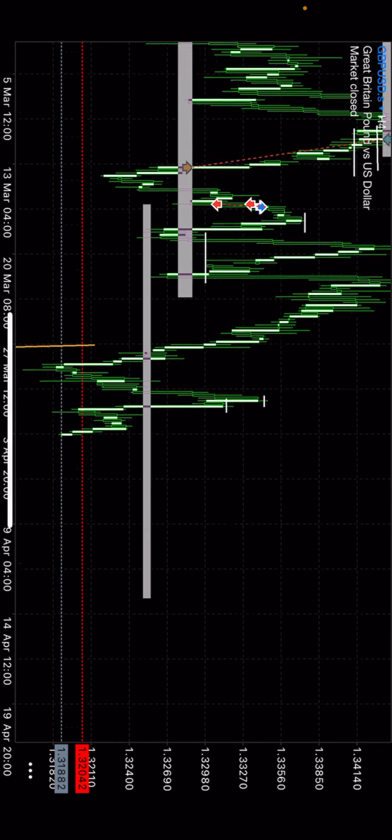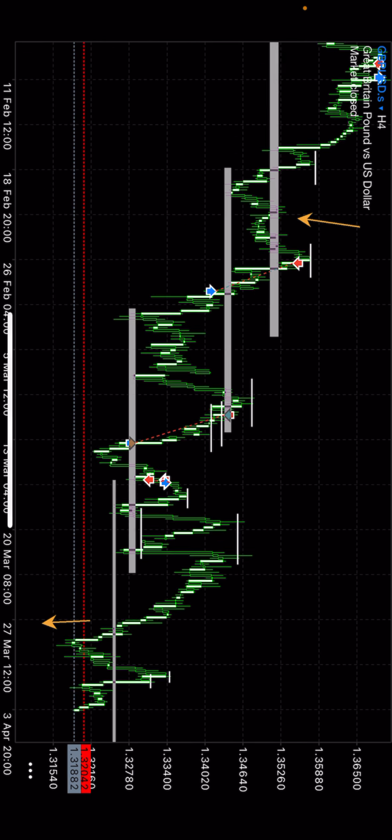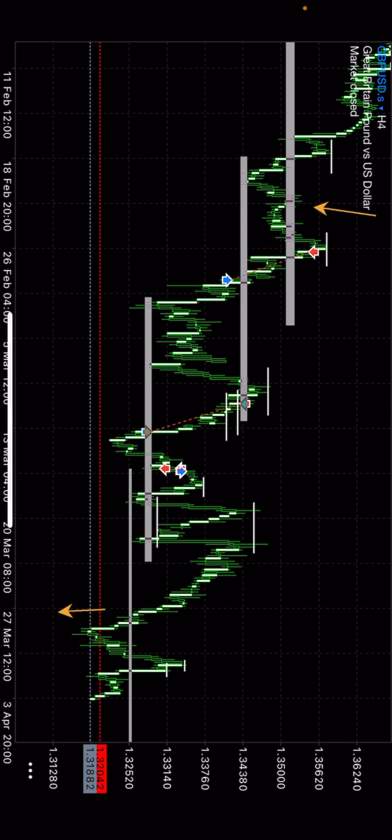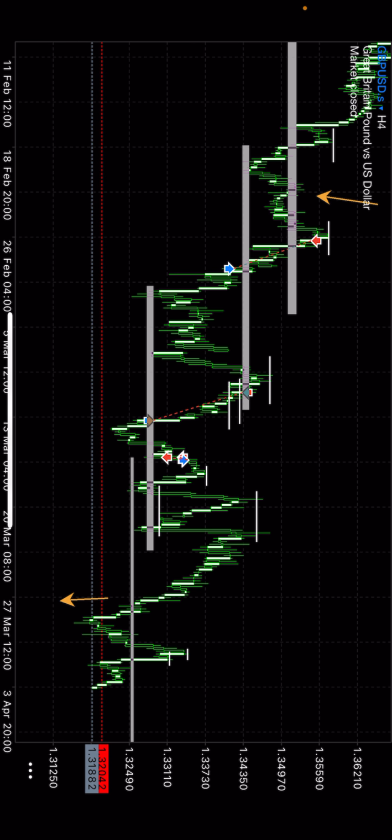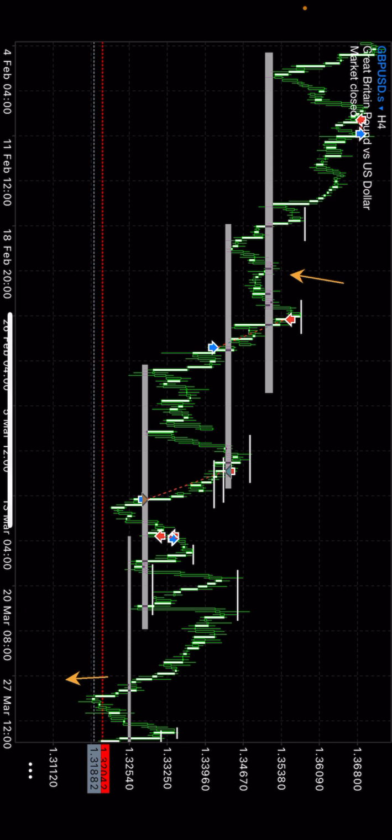Then we have GBP USD. So GBP USD was actually good to me, I'm not going to lie. I also caught 2 trades on GBP USD, which you can see right here. I caught this one.